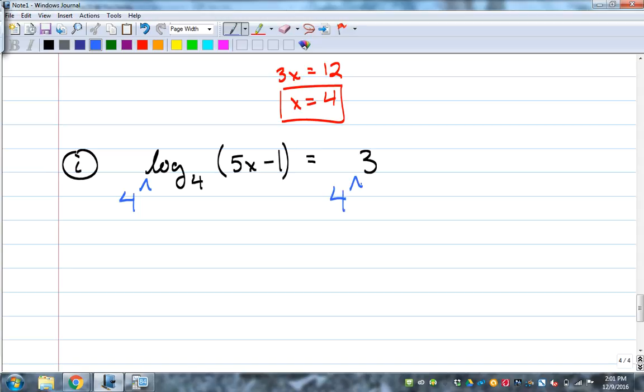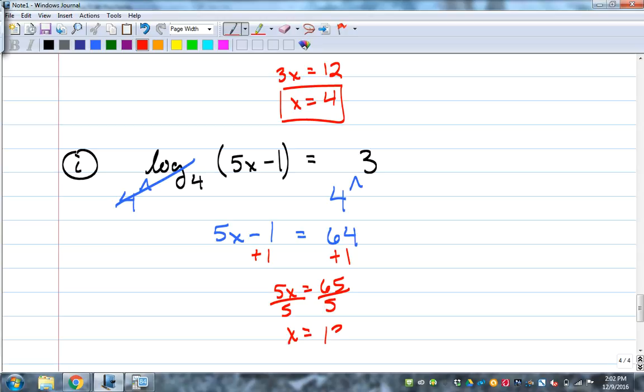but it's the base on both sides. So on the left side, the 3 becomes an exponent. And the log base 4 and the 4 on the left side go away, and you get 5x minus 1. On the right side, you got 4 to the third power, which is 64. And then you got an easy problem to solve now. Add 1. 5x is equal to 65, divide by 5, x is 13. If we check that, it does get us a positive number in the log, so it's okay.